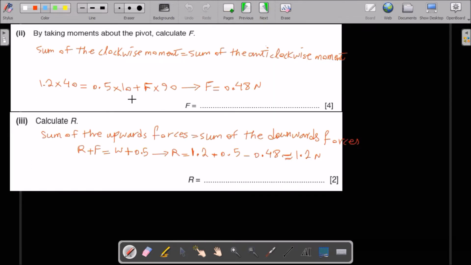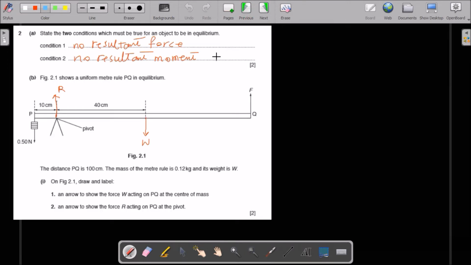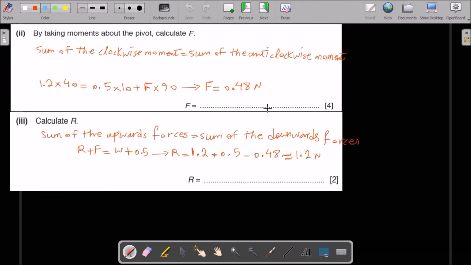Then anticlockwise, there are two moments. One of them is 0.5 times its distance to the pivot, and the second one is F times its distance to the pivot. So F times 90 centimeter. If you calculate, you will get F. F is 0.48 Newton. In this kind of question, you should consider the weight of the rod.